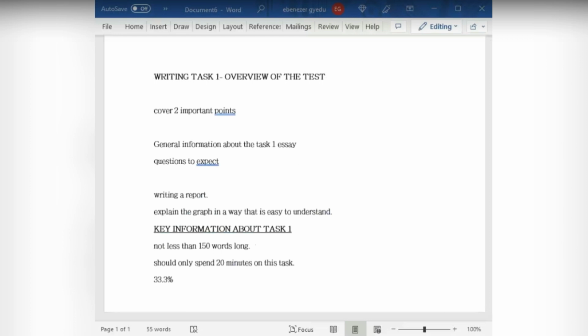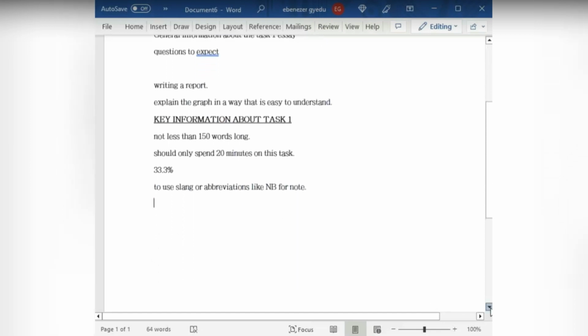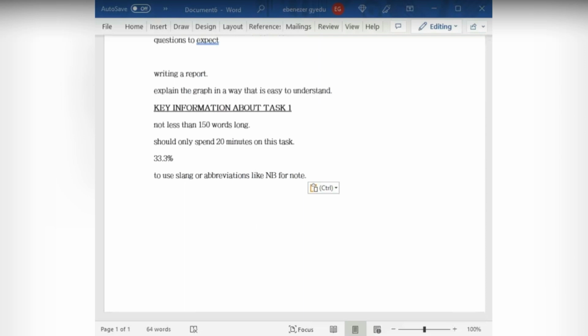Keep in mind that the writing task 1 is a formal writing, so do away with slang and abbreviations like NB, etc., i.e., those kinds of shorthands. Do away with them. They are not needed in the writing task 1 essay. Now let's go on to the types of the writing task 1 question, and here I'm going to also show you with pictures some of these question types.